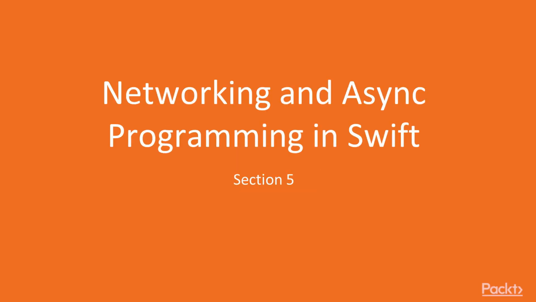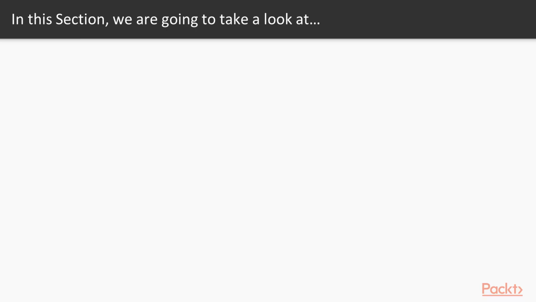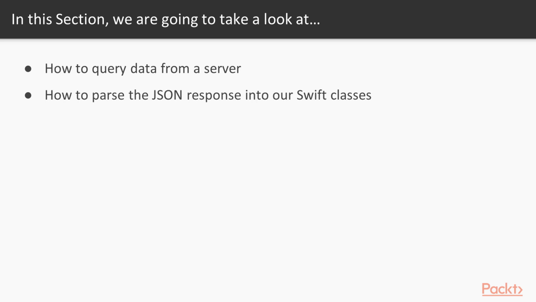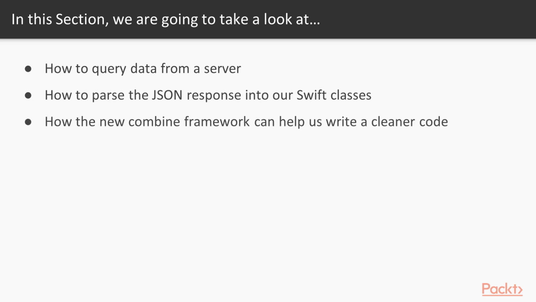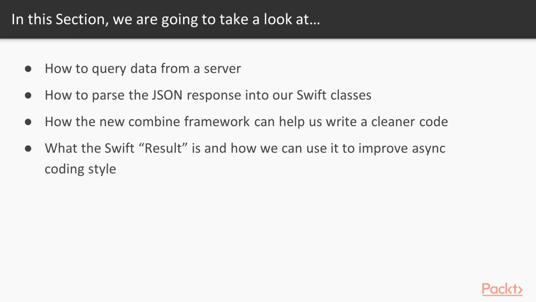Section 5. Networking and Async Programming in Swift. In this section, we're going to learn how to query data from a server and how to parse the response from the server that will come in a JSON format into our Swift classes. Then we're going to use the new Combine framework by Apple that helps us to write cleaner code. And we will finally learn about the new Swift result, what it is, and how we can use it to improve our async coding style.